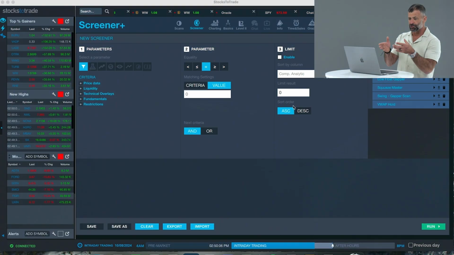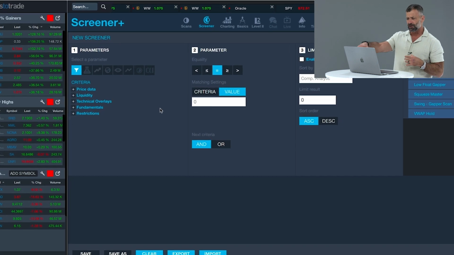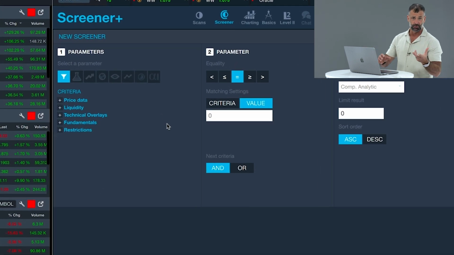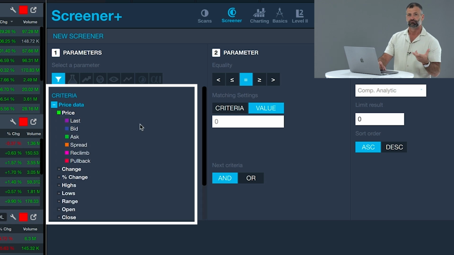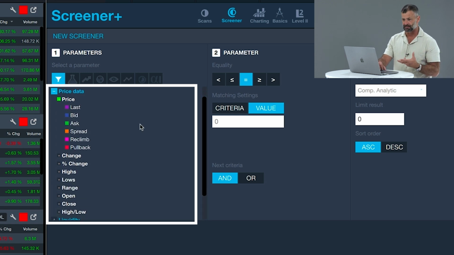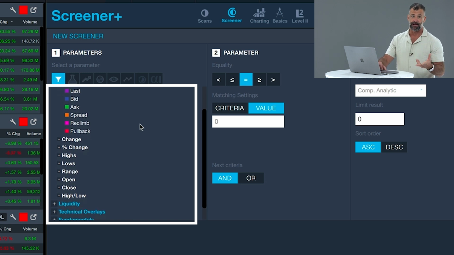So what you're looking at right now is Screener Plus, and I'm just going to give you a big 10,000 foot view, and then I'll show you some of the scans that I built that I use every day. But walking through, we've got everything price related. Obviously, we know in day trading, price is the biggest thing, but we can start looking for bid, ask, spread, specific percentage declines or climbs, pullbacks.